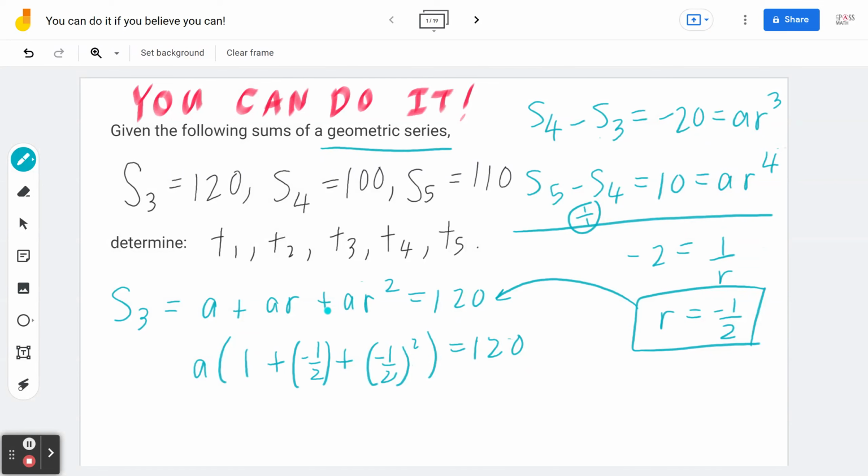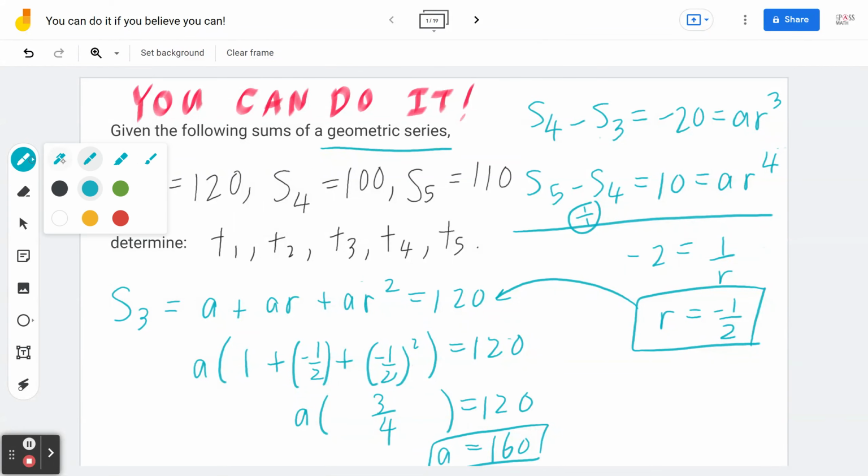Now again, you can grab a calculator, you can do a little bit of mental math. Here's the next step. Now if you grab a calculator, this is the same as saying 1 minus half, which is going to be half, and you're going to add a quarter. So if we do that, that's going to be 3 divided by 4. And of course, the opposite of multiplying by 3 divided by 4 is to divide by 3 divided by 4. So the first term is going to be 160. Now, the difficult part is over because you know A is 160. R is going to be negative half.